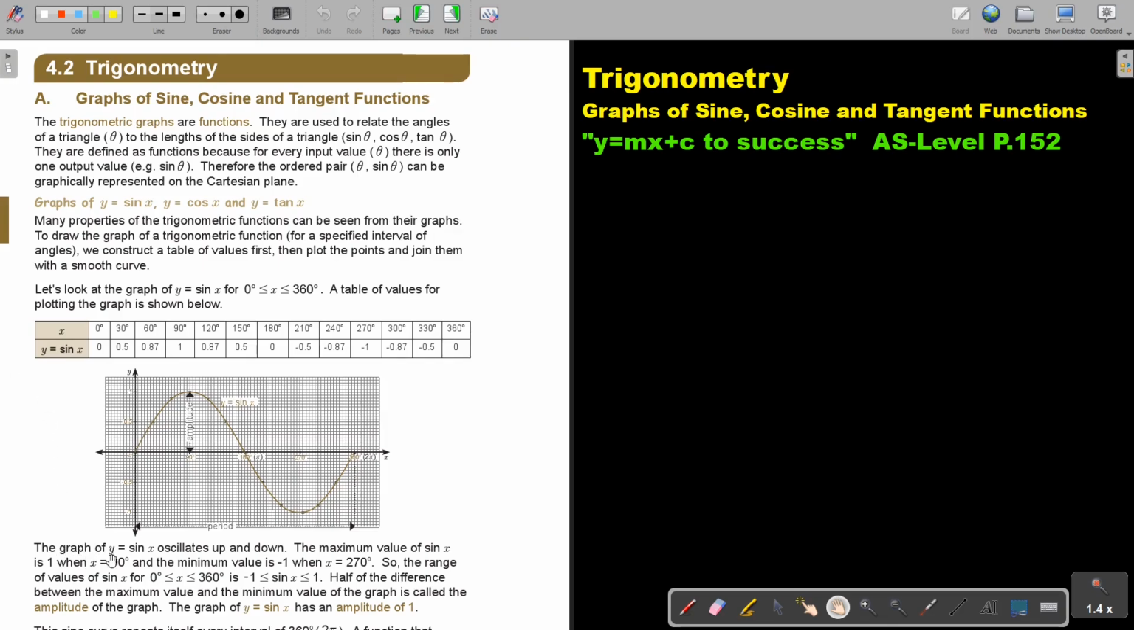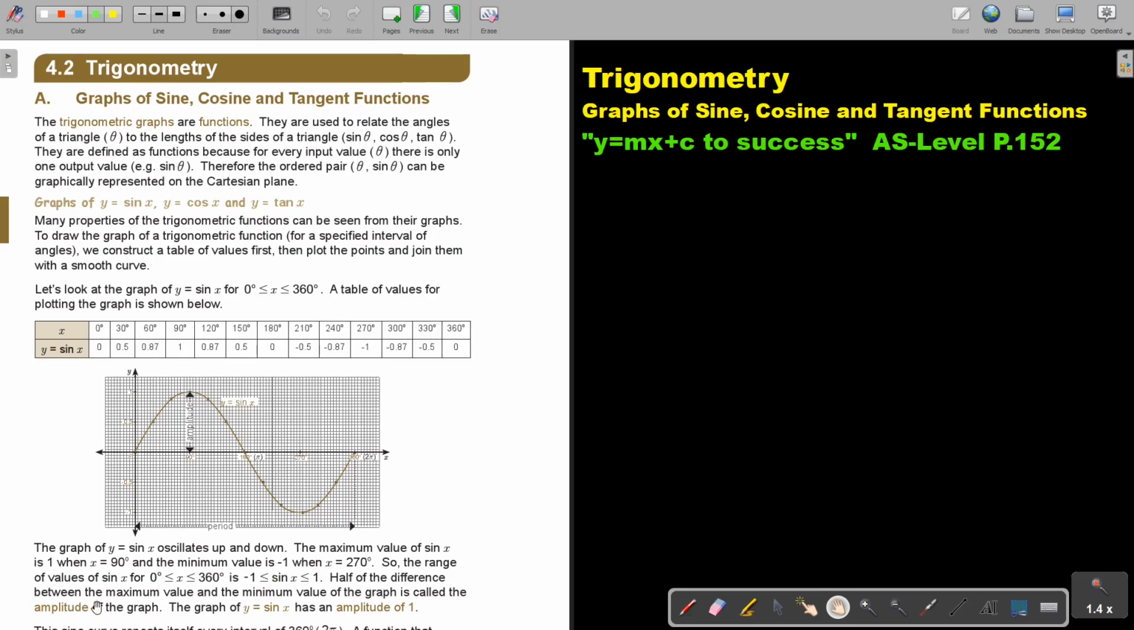So the graph of y equals sin x oscillates up and down. The maximum value of sin x is 1 when x is 90 and the minimum value is -1. So it's between 1 and -1 when x is 270 degrees. So the range of values of sin x for x between 0 and 360 is -1 to +1.